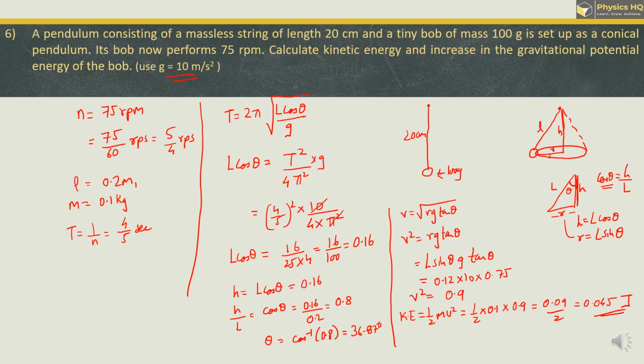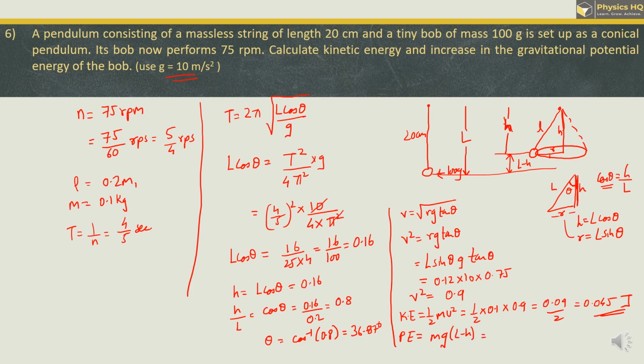Now the increase in potential energy. Potential energy is given by the formula mgh, where h is the height. Previously the bob was at this level. Now after going into this circular orbit, it has gained some height. How much is this part? For that, understand this is the length L that it has, and this is the height H. So what is this part? This part is L minus H, so we will write this as L minus H. That is the height it has gained.